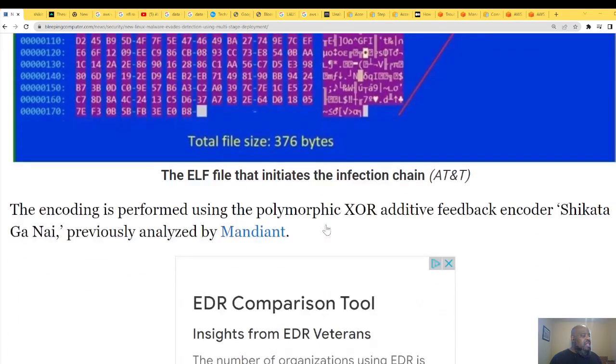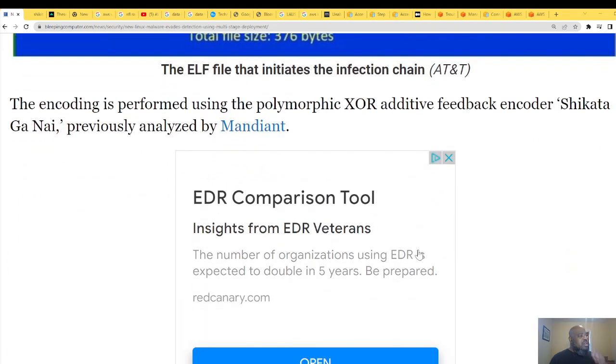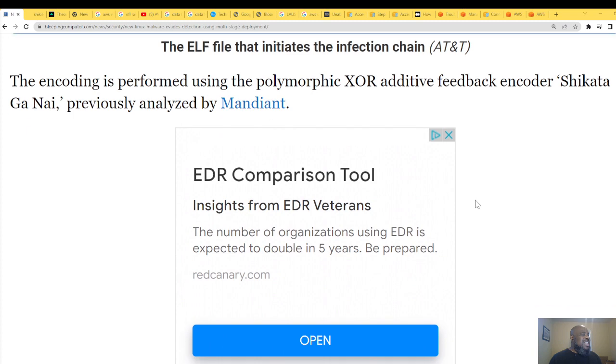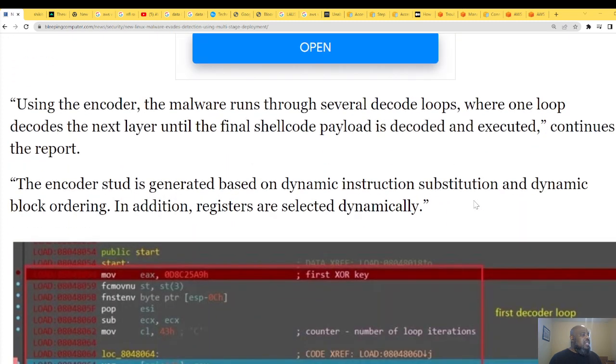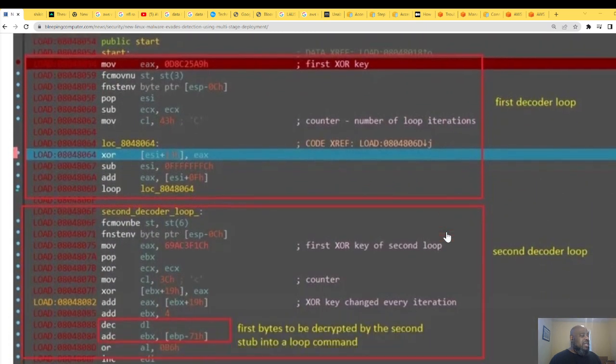The encoding is performed using a polymorphic XOR additive feedback encoder, previously analyzed by Mandiant. Using the encoder, the malware runs through 7 decode loops, where one loop decodes the next layer until the final payload is decoded and executed. The encoder stub is generated based on dynamic instruction substitution and dynamic block order. In addition, registers are selected dynamically, right?